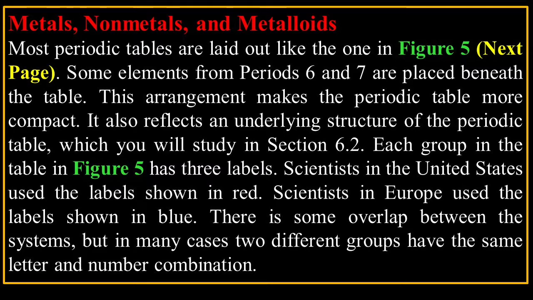Some elements from period 6 and 7 are placed beneath the table. This arrangement makes the periodic table more compact. It also reflects an underlying structure of the periodic table, which you will study in section 6.2.